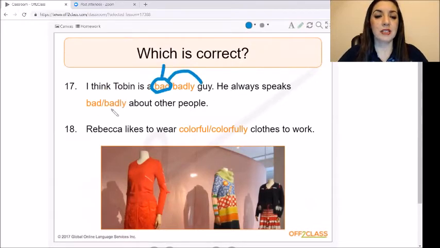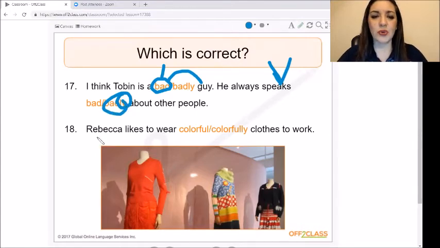He always speaks blank about other people. So it's talking about how he speaks, which is a verb. So if it's describing how he speaks, then it will be an adverb, which is badly about other people. I would say he always speaks negatively about other people. I like the word negatively better than badly, but that's okay. The meaning is still the same.